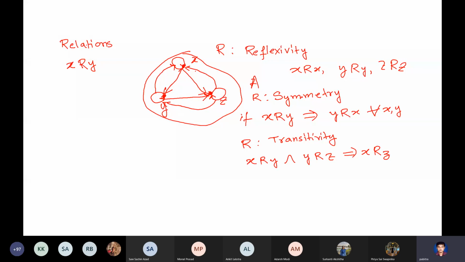Okay, so you see, if all these three properties hold for a relation, there is a strong connection between X, Y and Z. If they are related by symmetry, transitivity, and reflexivity, then they are intimately connected to each other. They form a single unit like this. So if all these three properties hold, I would call R an equivalence relation. They are completely interconnected to each other. That's when we call this an equivalence relation.